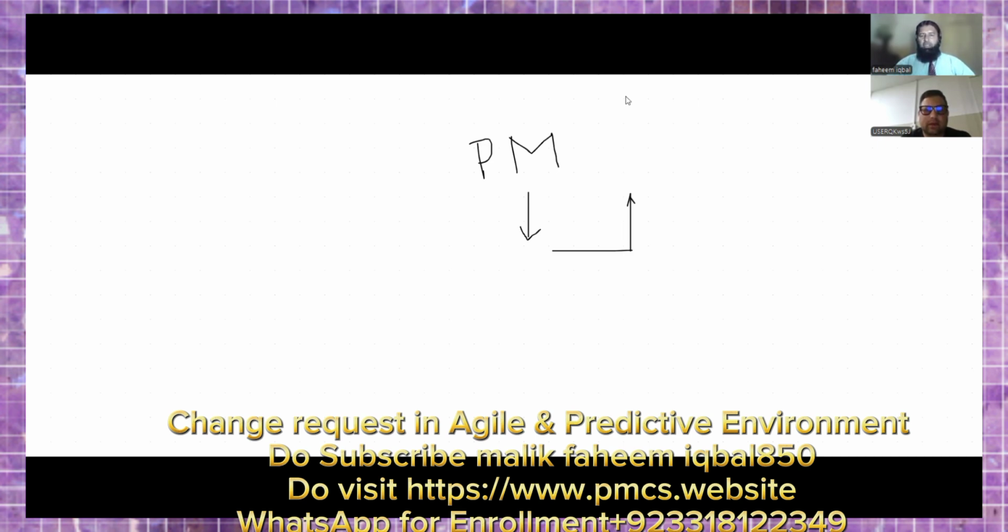Whoever has requested the change, he communicates to them. If the change request is impacting the deliverable, then the project manager will do a detailed impact analysis. The project manager will check the three baselines: how much this change request is affecting the cost baseline, scope baseline, and schedule baseline. Because of this change, how much are these baselines affected?